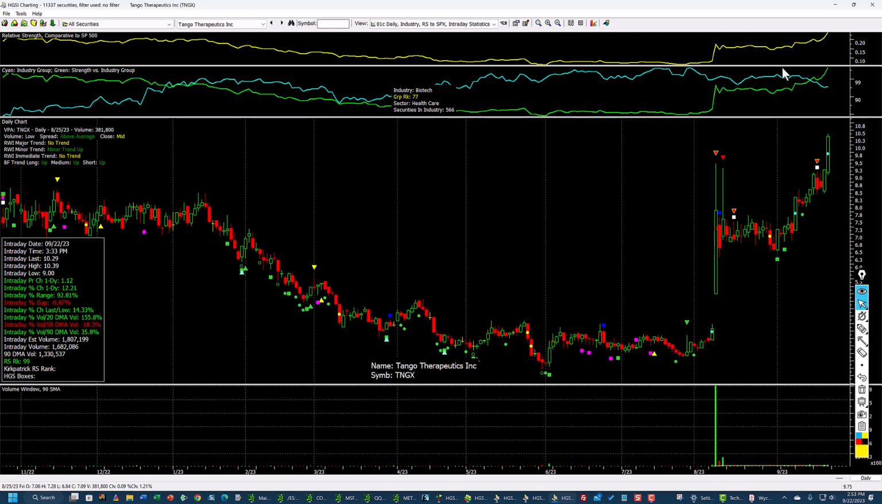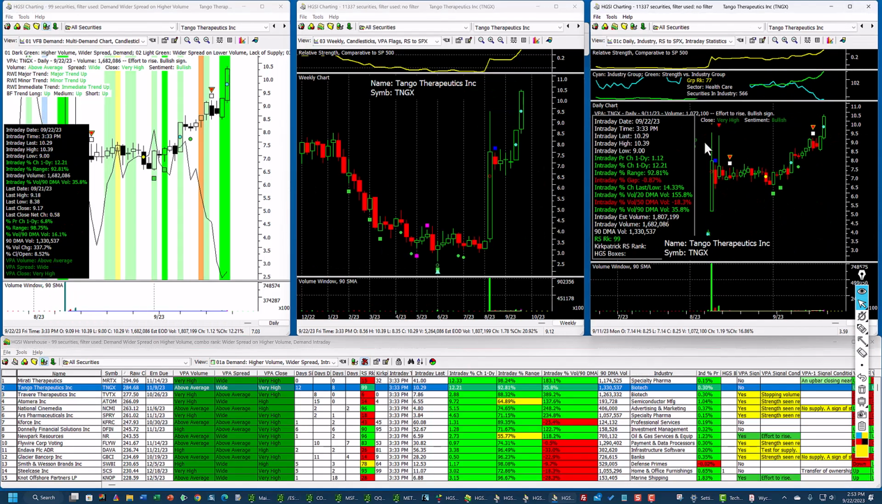It's outperforming its group. The group is going down. It's outperforming the S&P. But much safer to start looking down in here when we're getting these VPA flags. And this bar right here, you can see it says spread is wide. The volume was less than average, but the close was very high and an effort to rise. So you can prospect for these either with the Wyckoff method, or you can use VPA or use a combination. That's the best way to go.